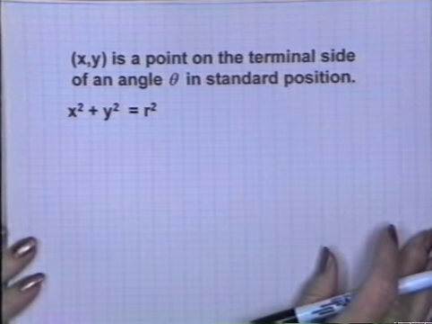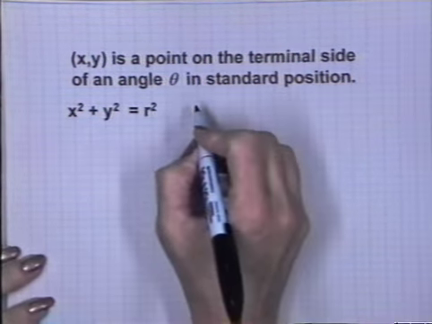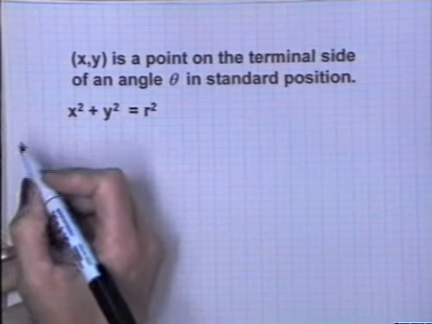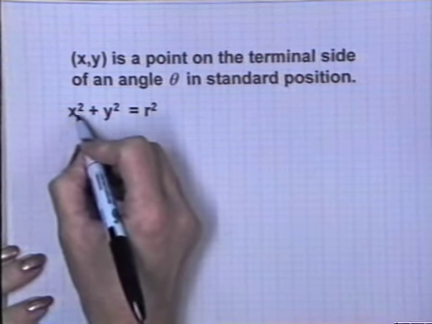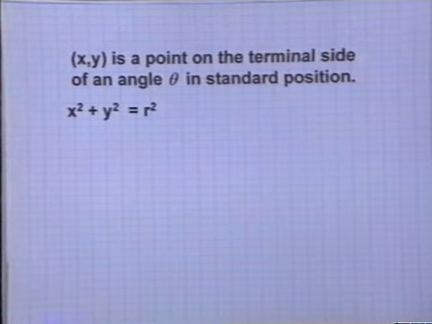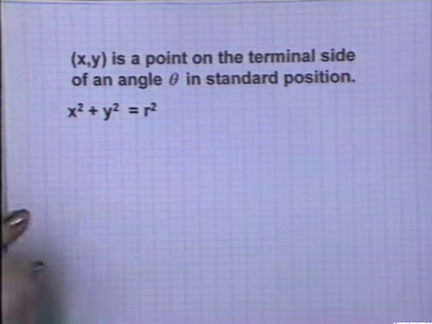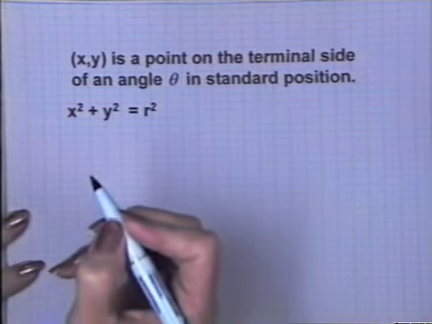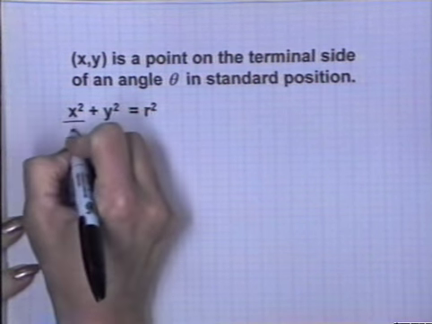We begin with the assumption that (x, y) is a point on the terminal side of an angle theta in standard position. And of course we know then that x squared plus y squared equals r squared is the Pythagorean relationship in x, y, and r. What we'll do first here is take this equation and divide both sides of the equation by r squared.